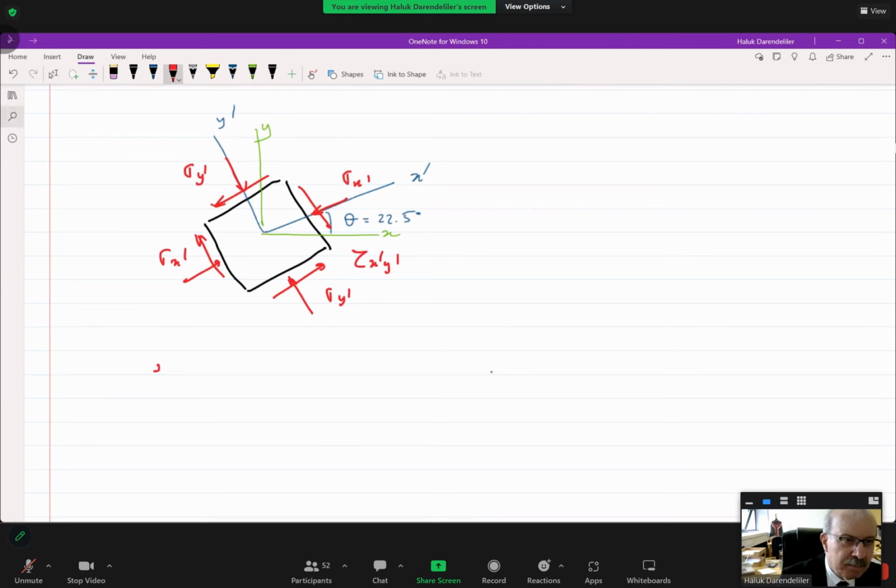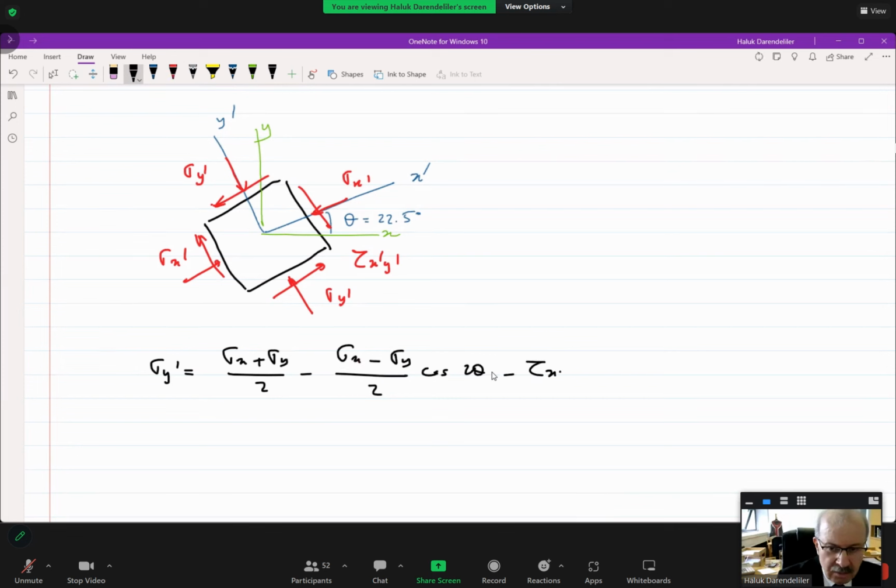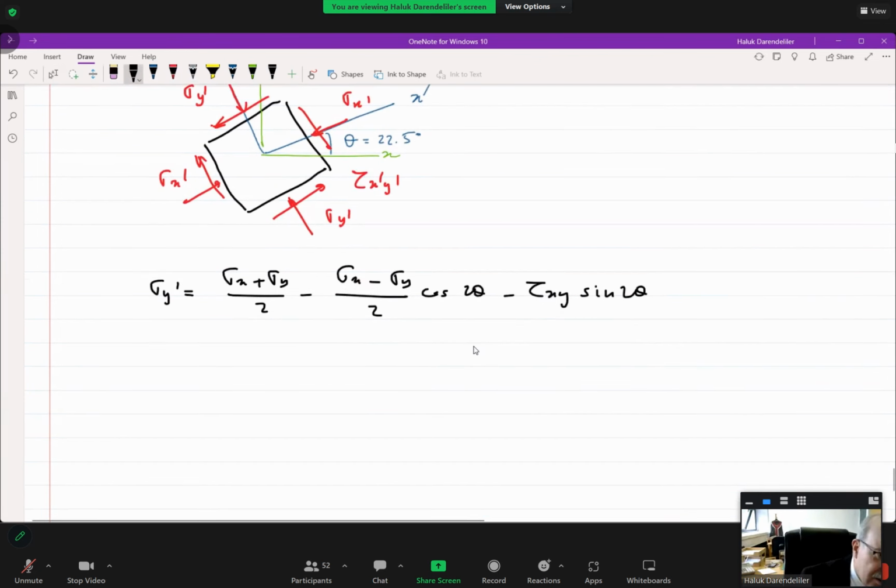What is sigma y prime? Sigma y prime is equal to sigma x plus sigma y over 2 minus sigma x minus sigma y over 2 cosine 2 theta minus tau xy sine 2 theta. Now in this problem, I will write the numerical values.